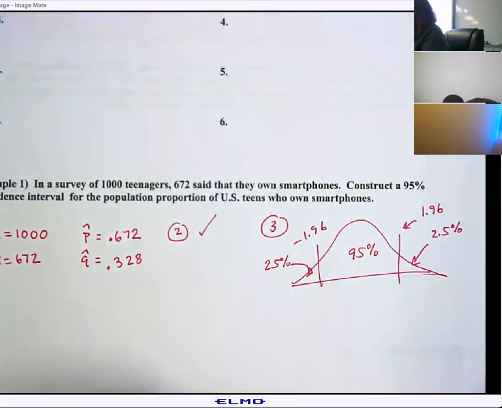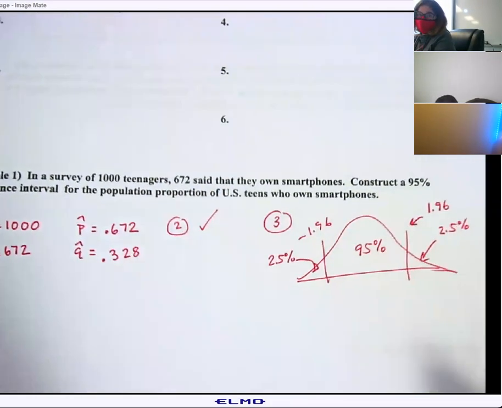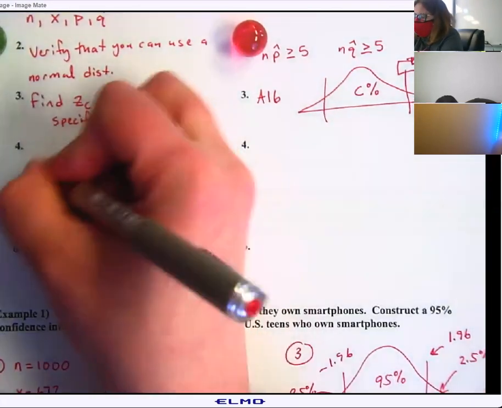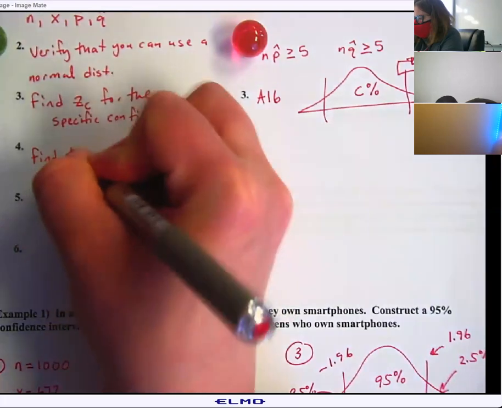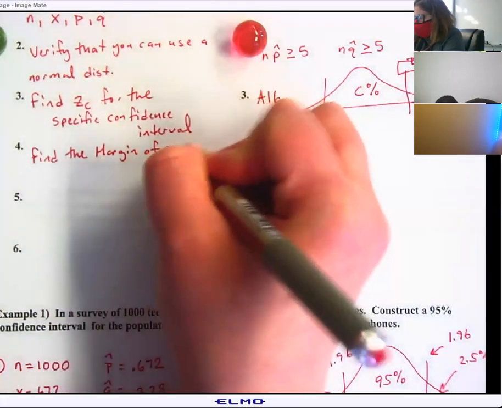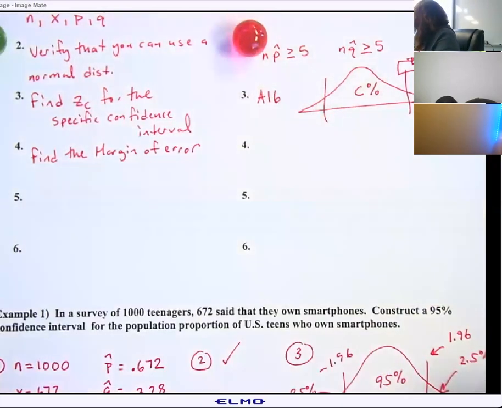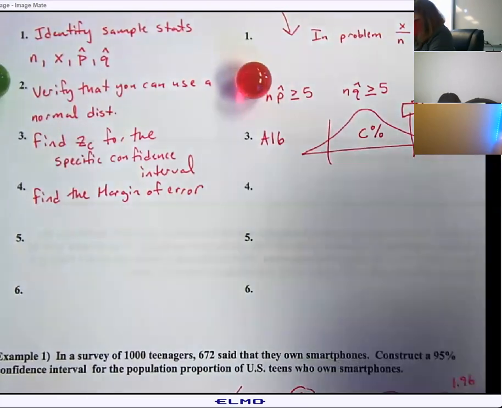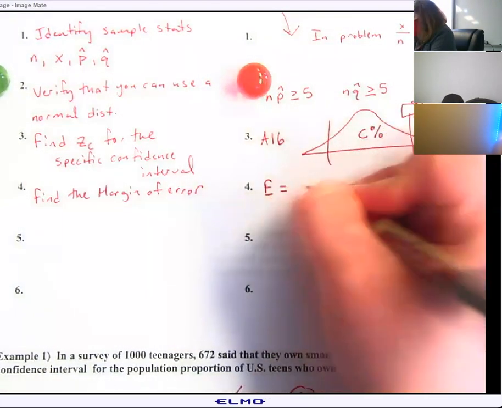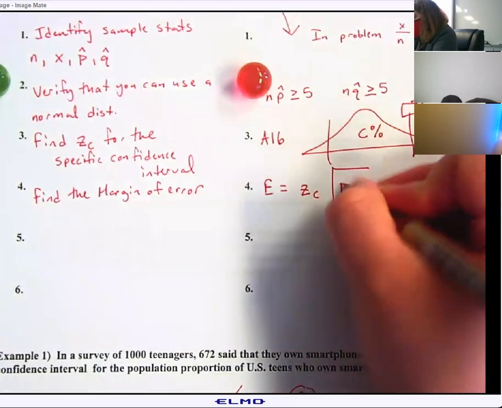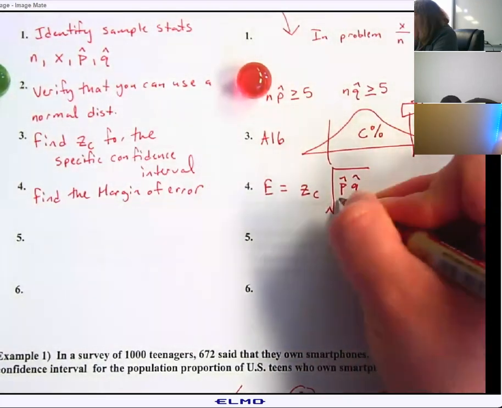All right, next step. Going back up to number 4, is finding the margin of error. That means E equals Z sub C times the square root of P hat times Q hat divided by N.